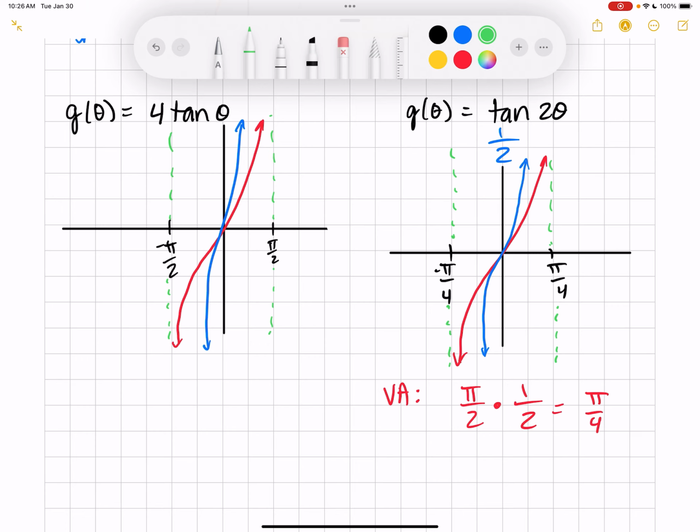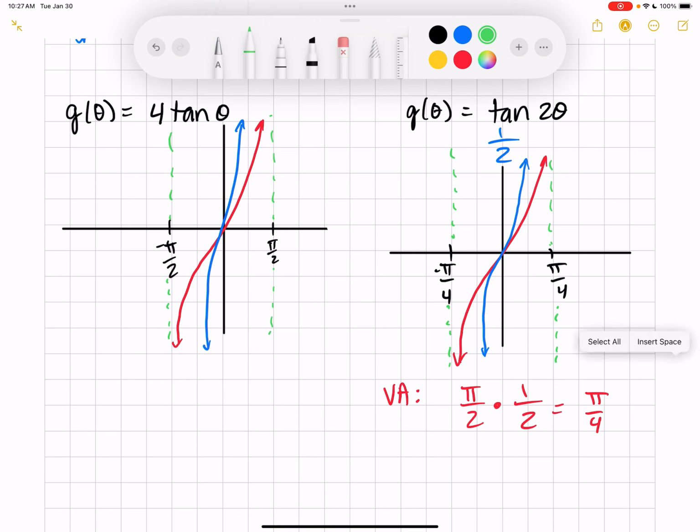When I start out, I'm going to put the asymptotes on there where they're supposed to be. So I was just saying the asymptote should have been at pi over 4 instead of pi over 2. So I just changed that so I didn't have to redraw the whole thing.